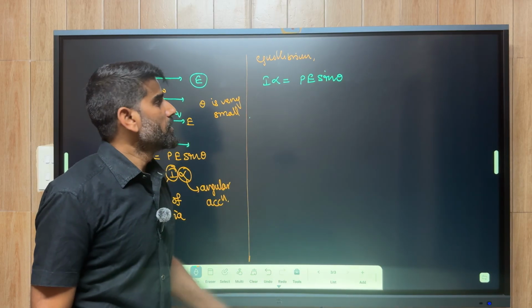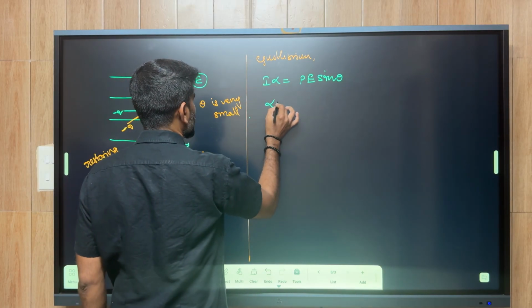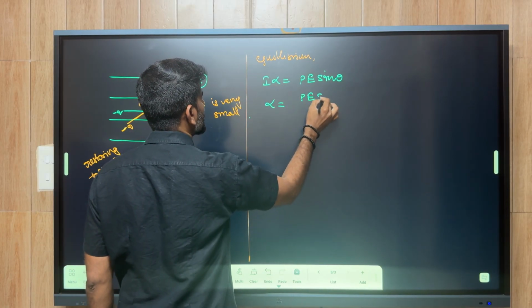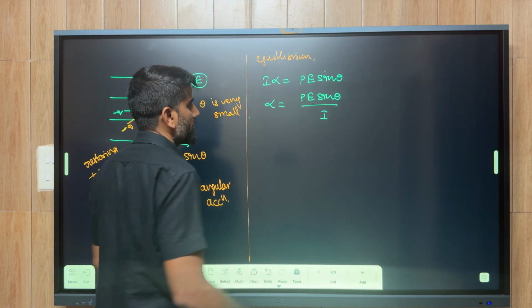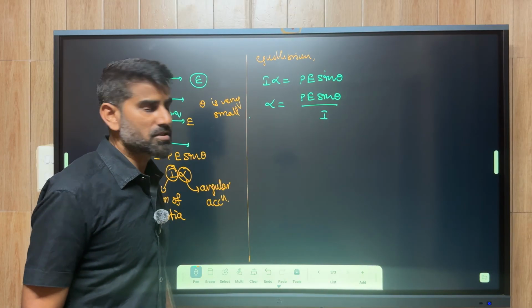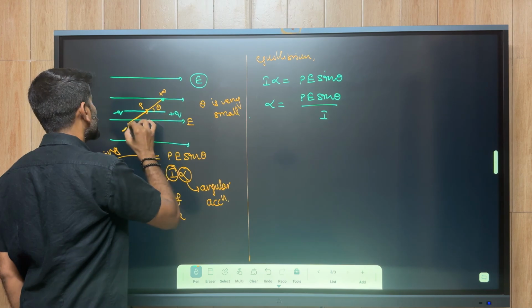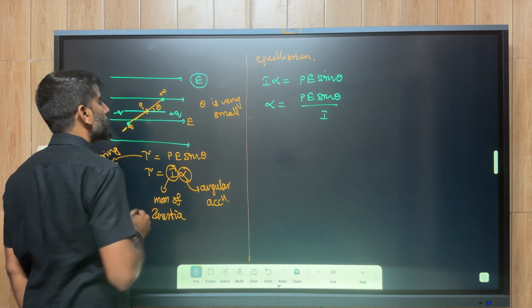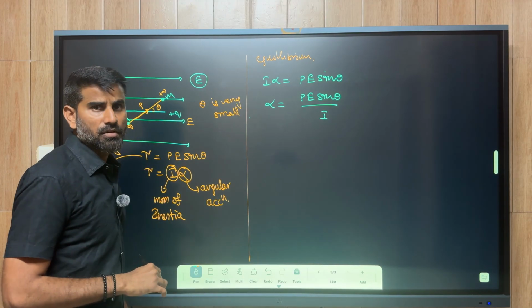If you are asked to find the angular acceleration, alpha is equal to PE sin theta by I. What is I? Moment of inertia. How do you find this moment of inertia? These two particles having charges plus q and minus q and masses m and m, let it be.